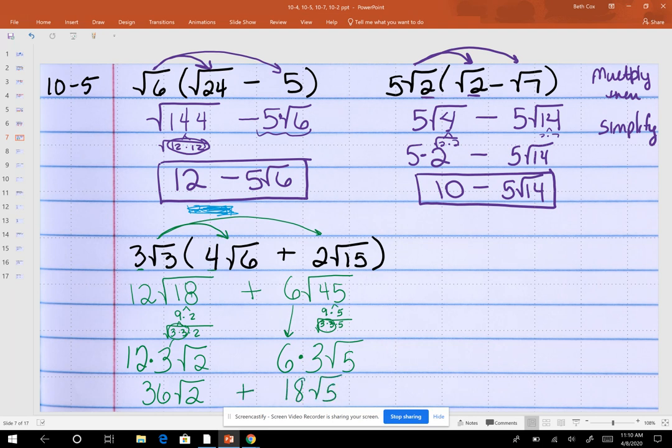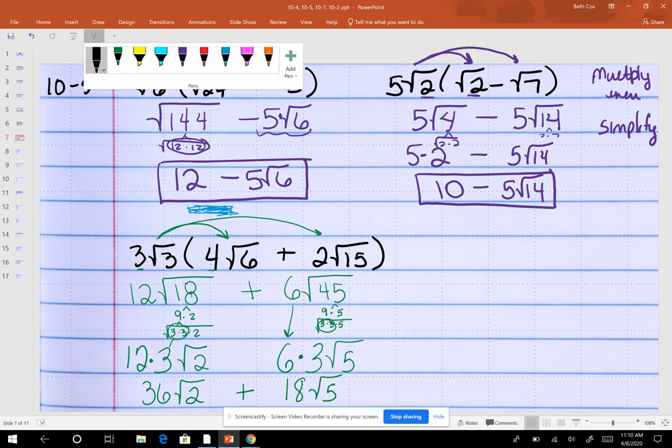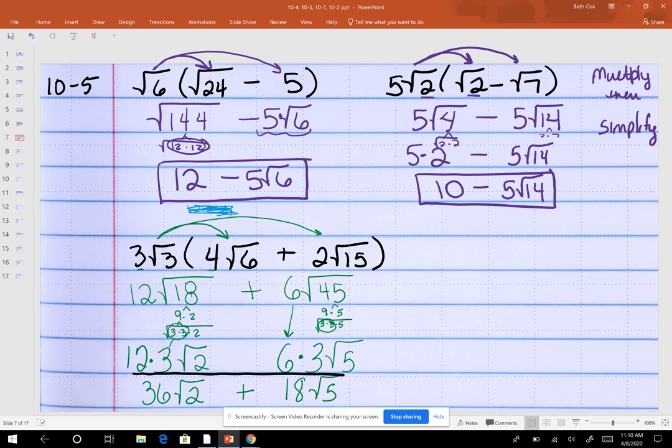Now, can I add these? No. I cannot add these. They are not like terms. This is my final answer for this one. Okay? All right, we'll do another video with some more examples. So look for it.